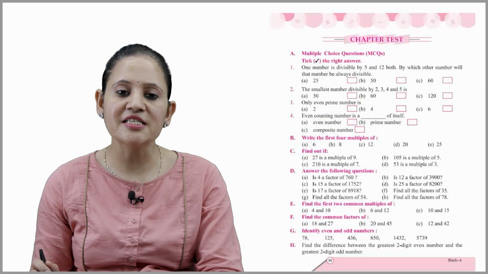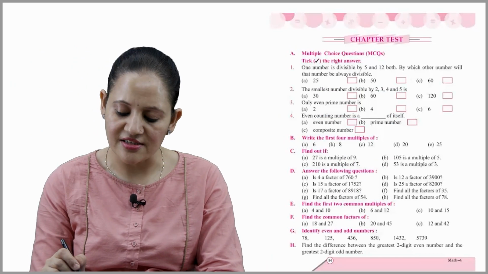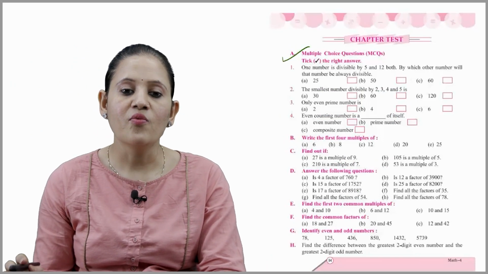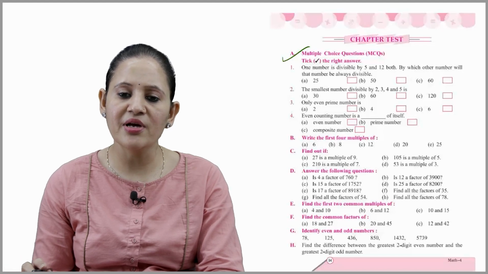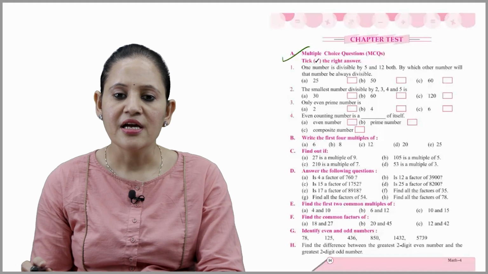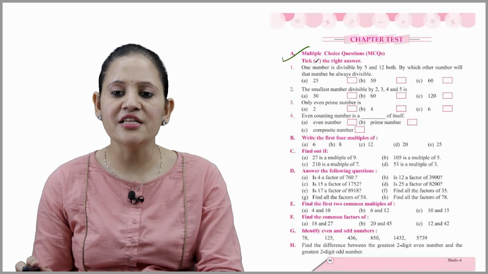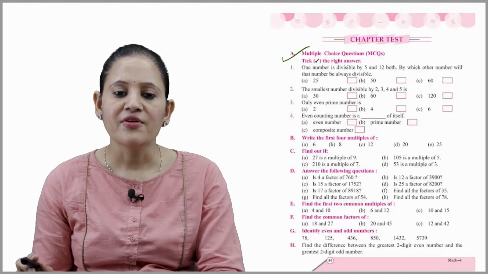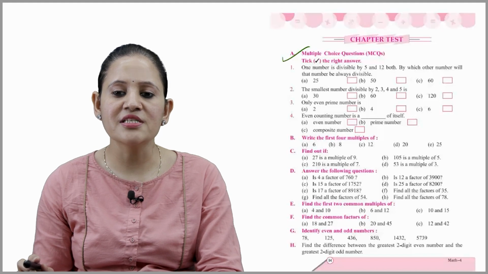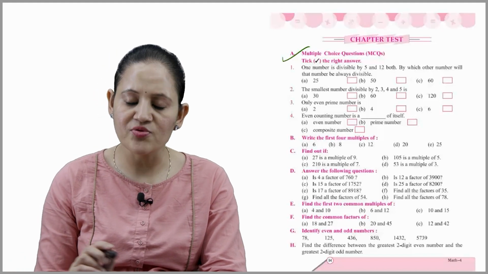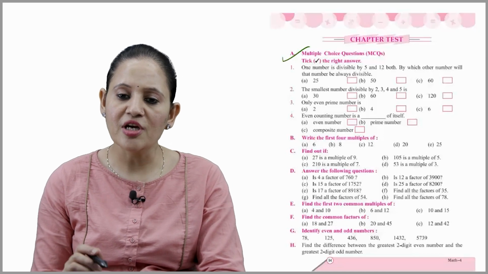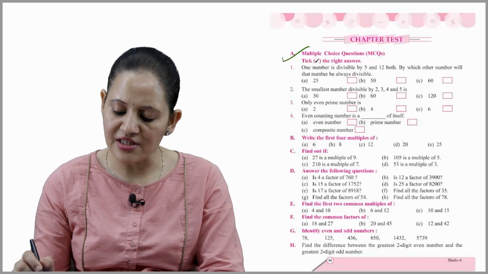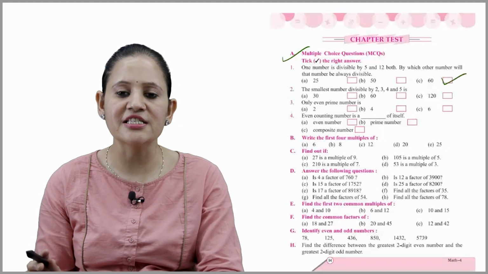Next is chapter test, multiple choice questions. Choose the right answer. One number is divisible by 5 and 12 both. एक नंबर है जो 5 और 12 दोनों से divisible है. By which other number will that number be always divisible? Like 5 and 12, they are co-prime numbers because 1 के अलावा और कुछ भी common नहीं है. So their product will be that number. 5 into 12, that is 60. So C is the correct answer here.